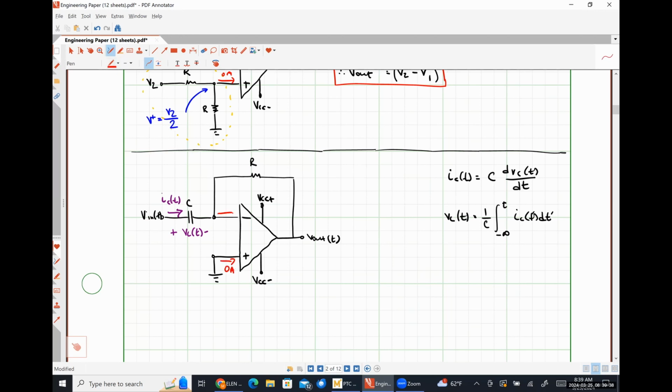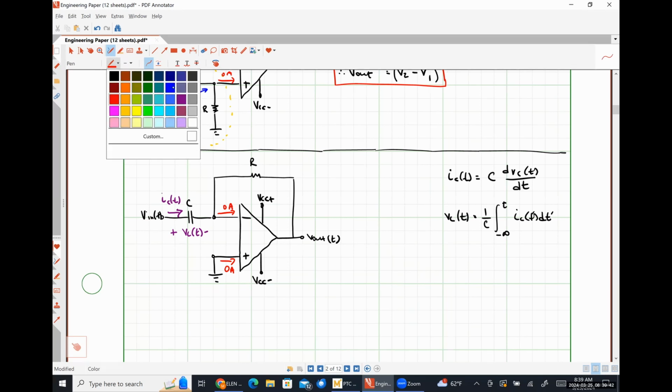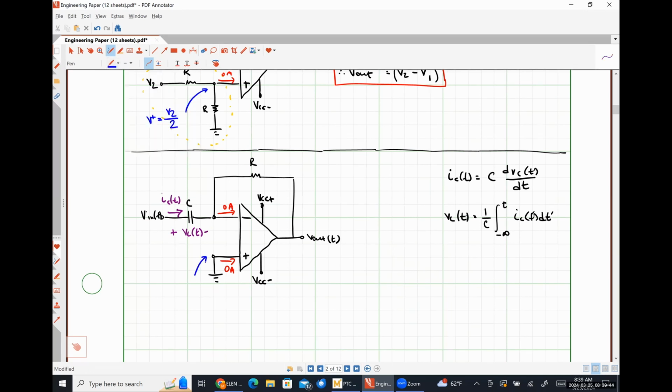We have 0 amps flowing into either one of our input terminals. We can see by inspection that the voltage present at the non-inverting input terminal is 0, and applying op-amp rule number 2 tells us that the voltage present at the inverting input terminal is 0. So now I'm going to write a Kirchhoff's current law expression.